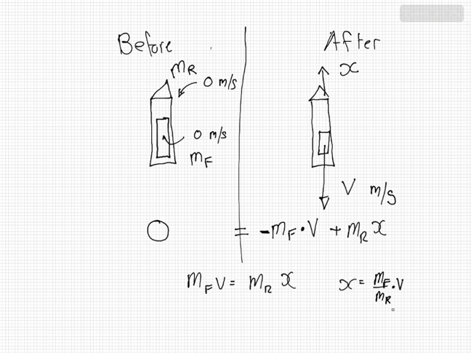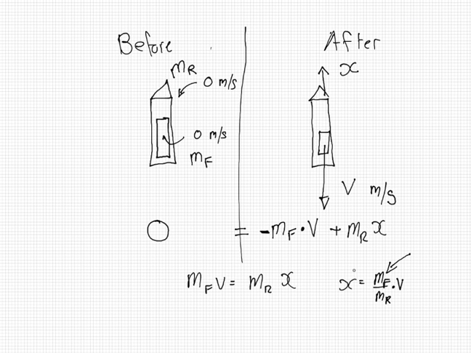So tell me, if I make the v bigger, what happens to the x? Does it get bigger or smaller? It gets bigger. If I make the mass of the fuel that's coming out bigger, what happens to the x? It's bigger. But if I make the mass of the rocket bigger, what happens to the x? Smaller. So what you want is a light rocket with lots of fuel that comes out very fast. That will make the rocket go fast. Okay? So the conservation of momentum, you can use it here in this example.